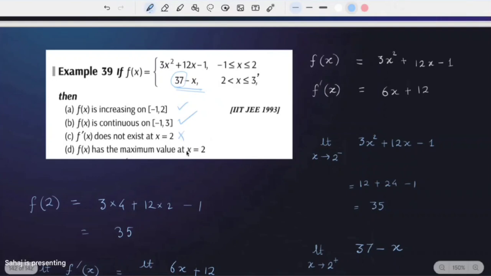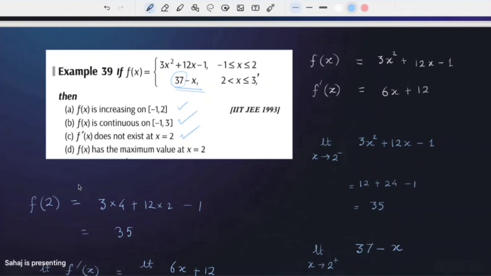So this is correct. They actually say that the derivative does not exist. It's correct because 24 and minus 1 are two different values. And what about the last one?